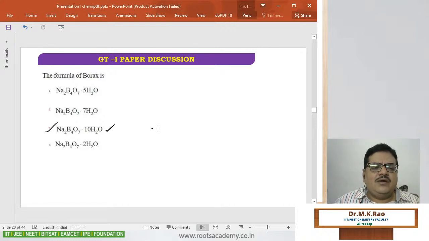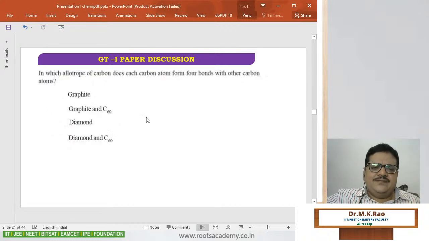10H2O, it is the formula of borax. Okay, direct formula. It exists like that; I will discuss it if time is there at the end. Next, the allotrope of carbon in which each carbon atom forms 4 bonds with others. What is that? Diamond, because that is the only carbon which forms 4 bonds with all.